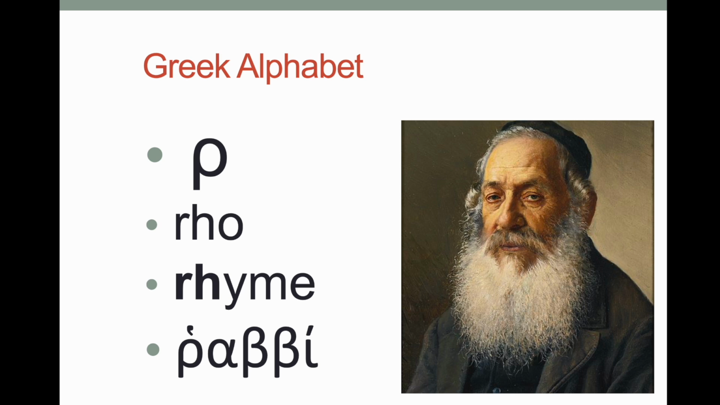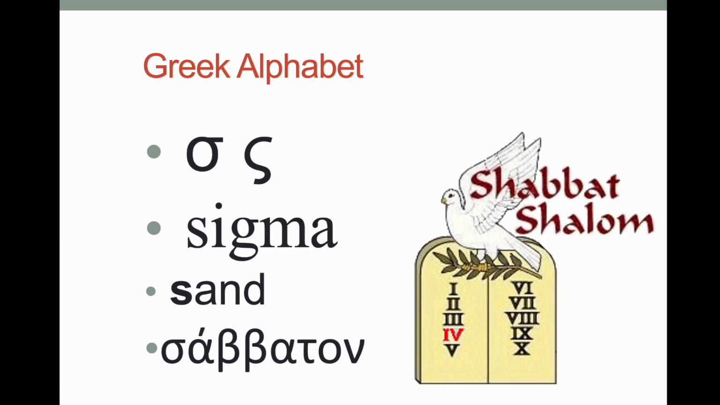Now the rho makes kind of an RH sound, like rhyme. And so we have a picture of a teacher there, a Jewish teacher, rabbi. Jesus was called rabbi in several places in the New Testament. The next letter is a sigma. A sigma makes an S sound like sand, and the example I have there is the word for Sabbath. So, Sabbaton.